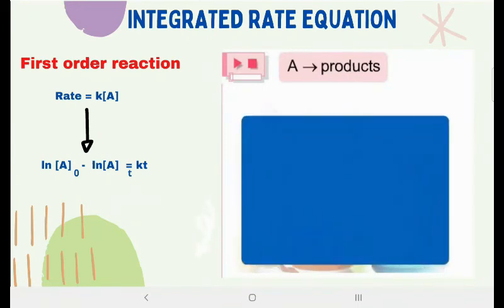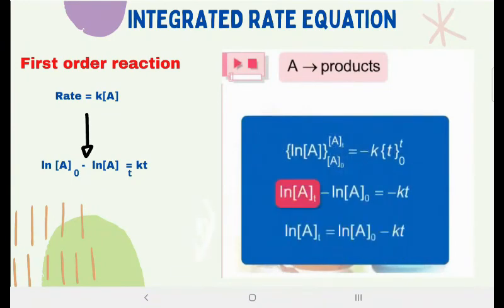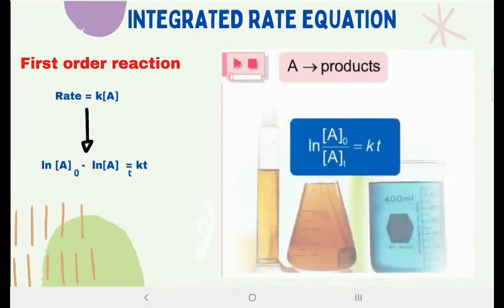Rearranging the equation and integrating from time equals 0 to time equals t gives the logarithm of the concentration of A at time t minus the logarithm of the initial concentration of A equal to minus the rate constant multiplied by the time t. This can be rearranged to give the equation showing that the logarithm of the initial concentration of A divided by the concentration of A at time t is equal to the rate constant multiplied by the time t.